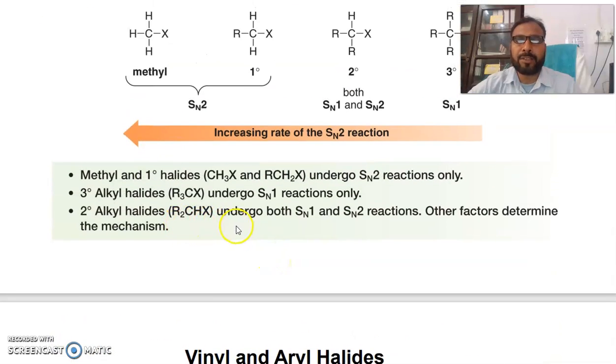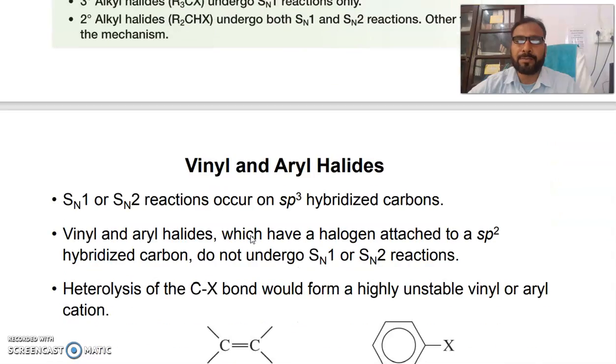So methyl and 1 degree halides undergo SN2 reaction only. You know that. Another way, the 3 degree alkyl halides undergo SN1 reactions only. 2 degree alkyl halides undergo both SN1 and SN2 reaction. Other factors determine the mechanism.